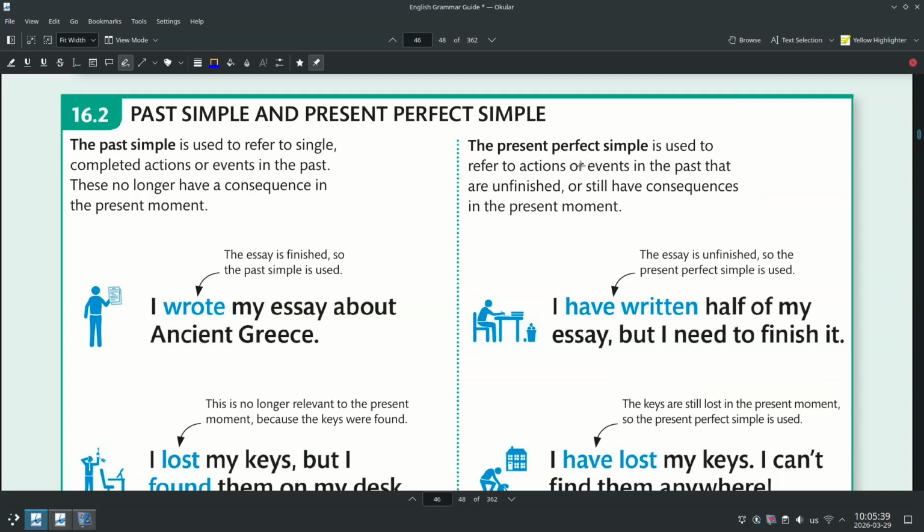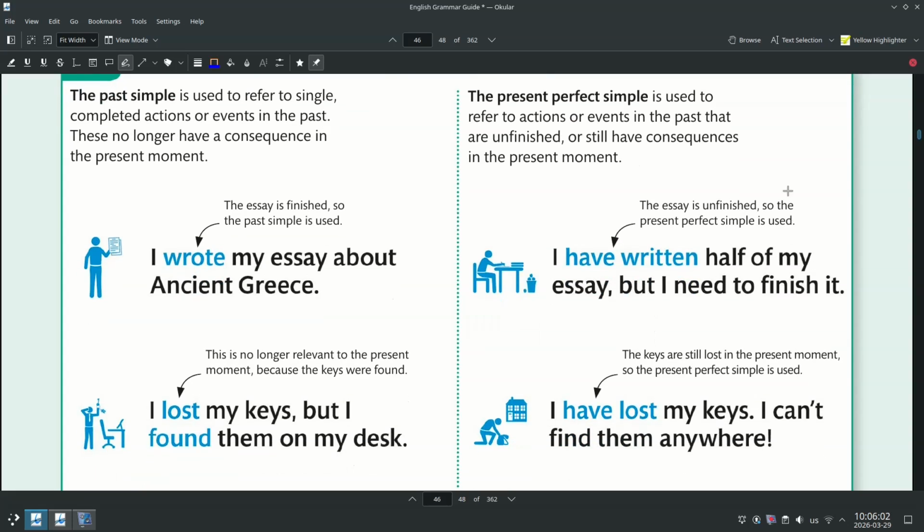But the present perfect simple is used to refer to actions or events in the past that are unfinished or still have consequences in the present moment. I have written half of my essay, but I need to finish it. The essay is unfinished, so the present perfect simple is used.